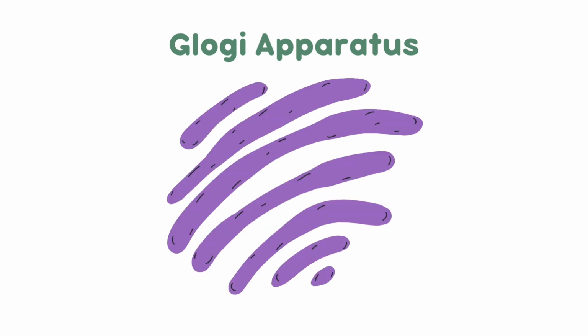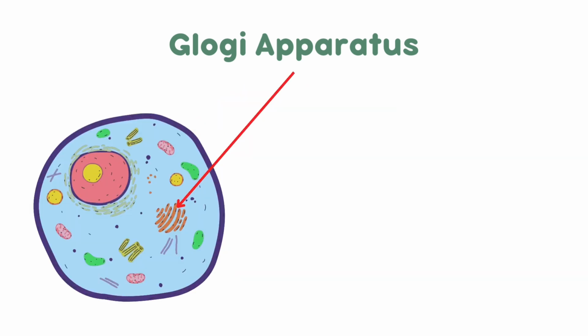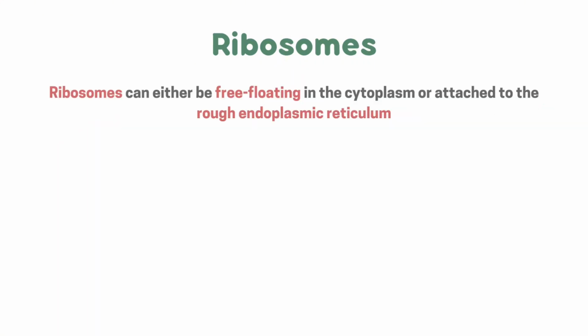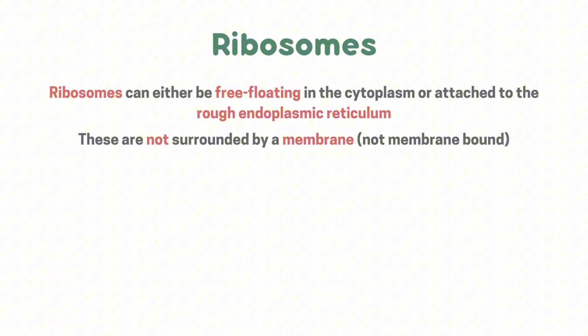Here is a Golgi apparatus with the membranes. This is what a Golgi apparatus looks like in an animal cell and a plant cell. And now ribosomes. Ribosomes can either be free-floating in the cytoplasm or attached to the rough endoplasmic reticulum. Ribosomes are not surrounded by a membrane. This means they are not membrane-bound.